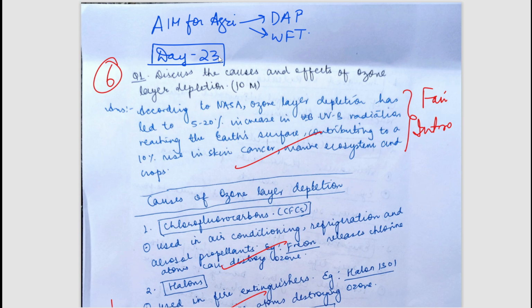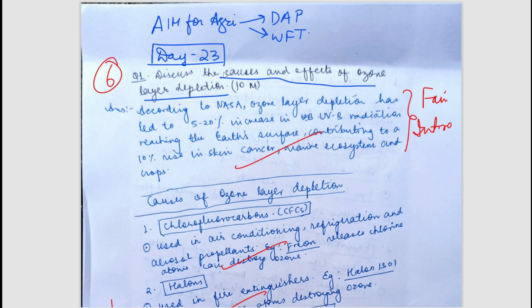So the first question that has been asked in day 23 is: discuss the causes and effects of ozone layer depletion. So it is a basic question, and it doesn't mean that only agriculture optional students, if you have well studied the agriculture optional only, can write the answers. It is a general question. It has been asked in agriculture optional also, and it covers parts of the environment section of the GS also. So any student should be able to write this answer very nicely.